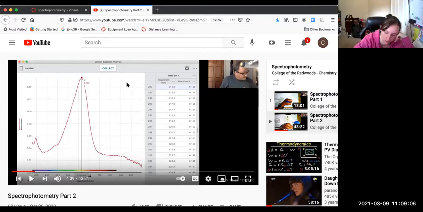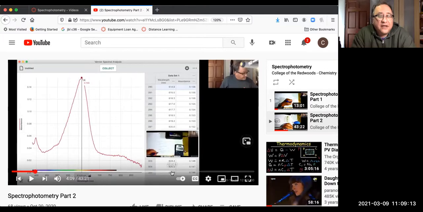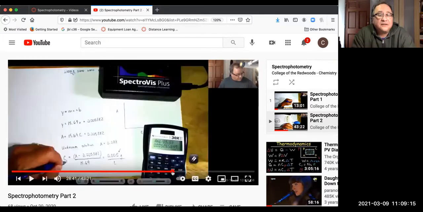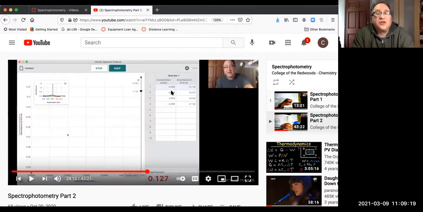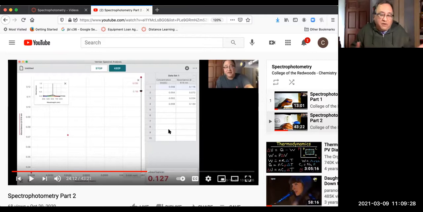Okay. So you see right here where it says wavelength and absorbance. At first, you're going to collect that data, and eventually you're going to collect concentration and absorbance data. Okay. So the video, I kind of walk you through it, all of it, and tell you what data you want to write down. And then you got to graph things, and I tell you what to put on the x-axis and what to put on the y-axis.